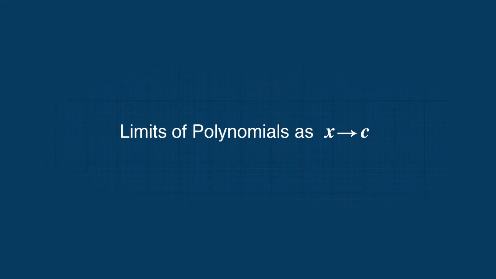Limit of polynomials as x approaches c. From the above rules of limits, we observe that the limit of a polynomial p of x as x approaches c is just the value of the polynomial at x equal to c.